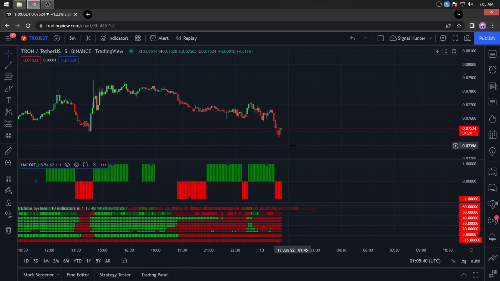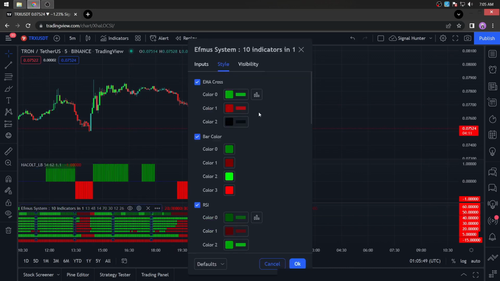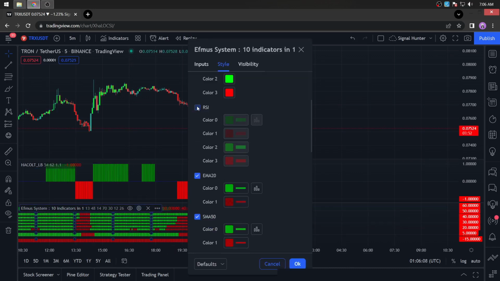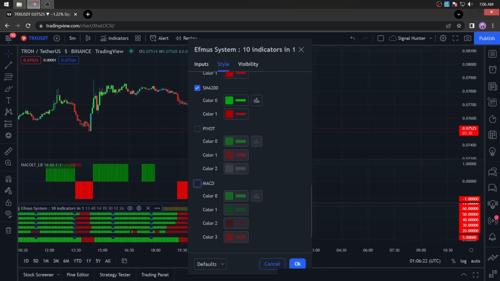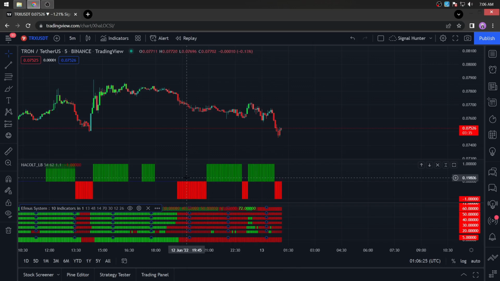So now I have to set up our Pivot EMA indicator. I simply go to the Pivot EMA indicator settings, and from here I don't need RSI, pivot and MACD, and simply save. Well done, we have successfully set up our two indicators. So now it's ready to catch signals.